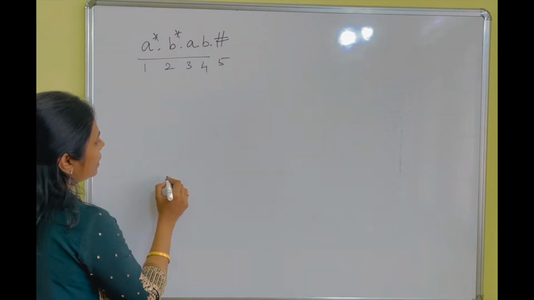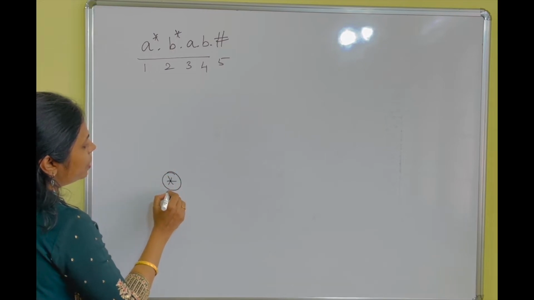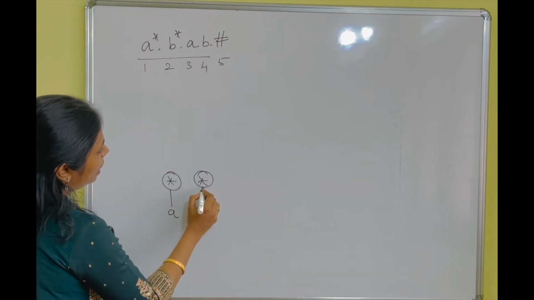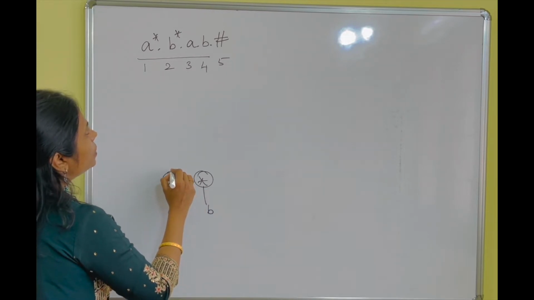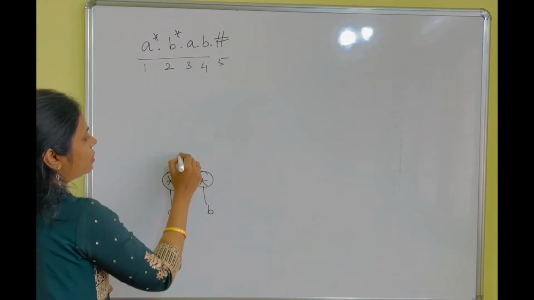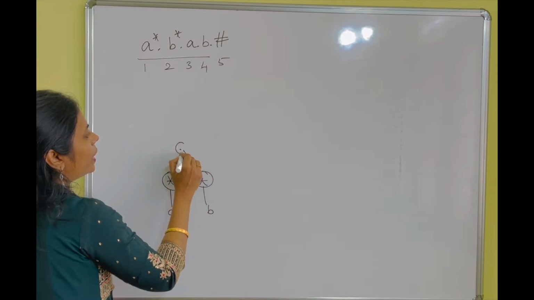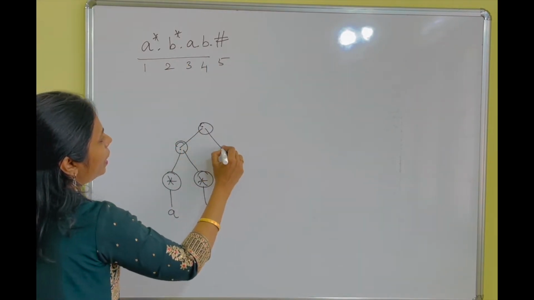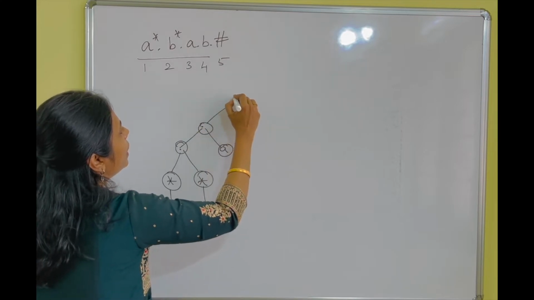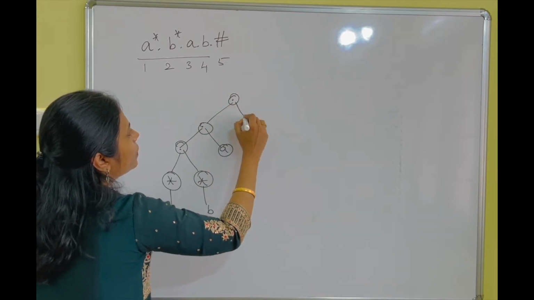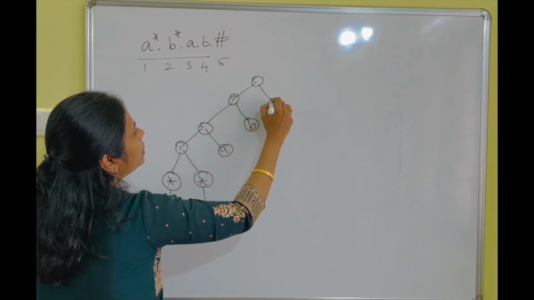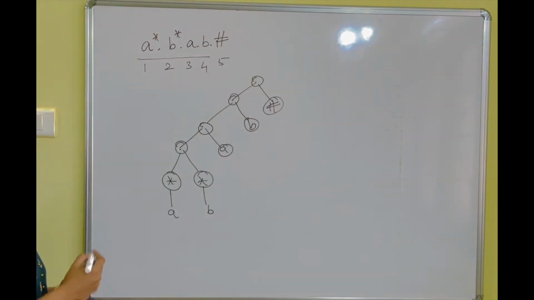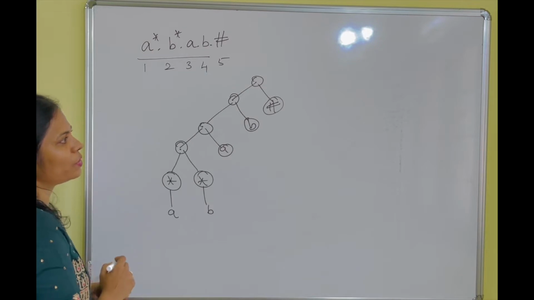Let us start constructing the tree first. So first A, then we have B. So these two are concatenated. So it becomes a concatenation. Okay. Then it is concatenated with A. Then it is concatenated with B. Then it is concatenated with hash. I hope many of you have drawn it correctly. Seeing my previous video, you have understood how to draw it.